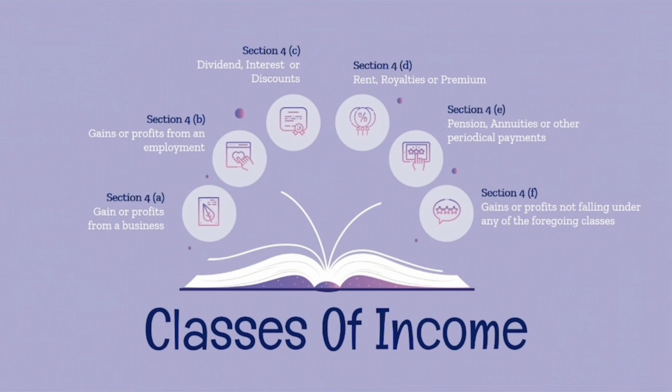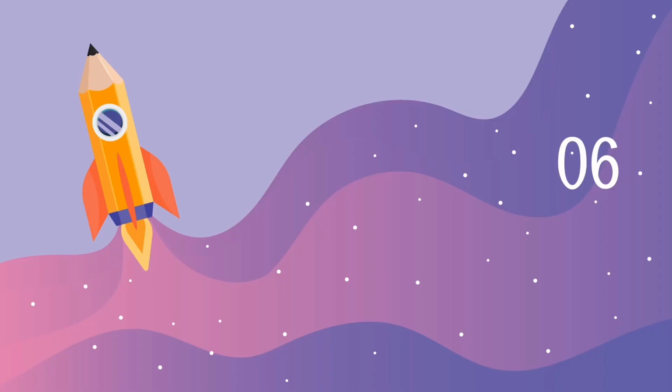Then, Section 4, subsection D. It's all about rent, royalties, or premium. After that, in Section 4, subsection E, pensions, annuities, or other periodical payments is in the section. And the last one is Section 4, subsection F, all the other gains or profits that are not falling under any of the foregoing classes.